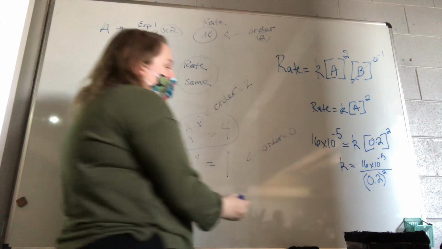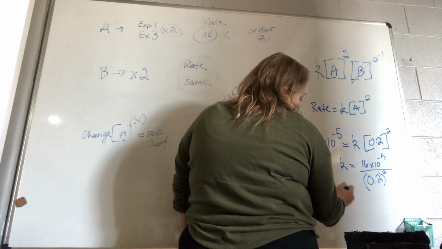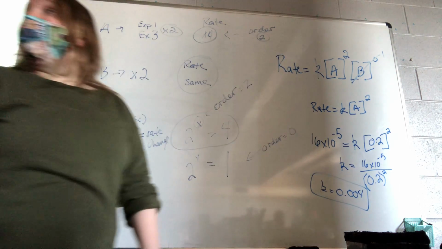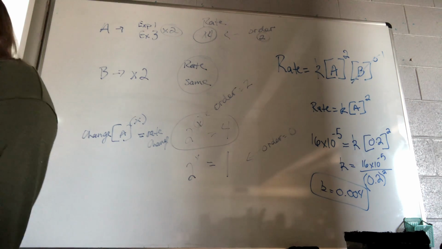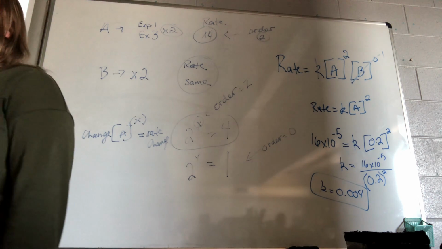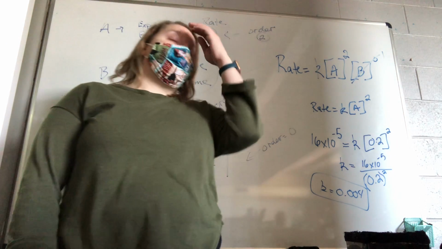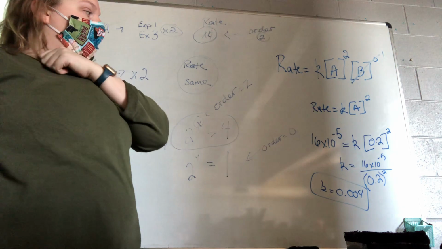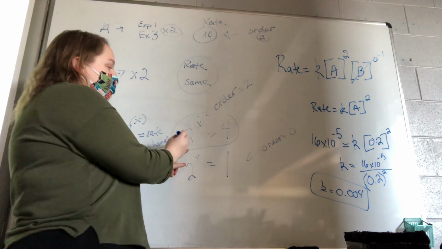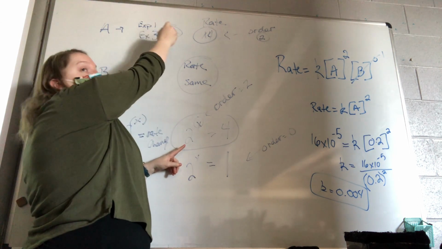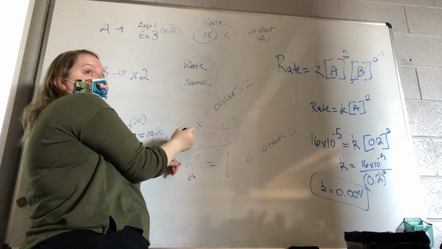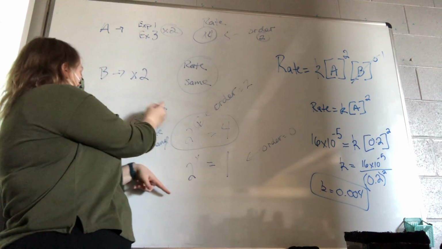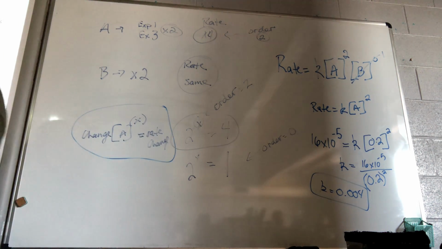Zach says 0.004. Anybody else agree? Should have a calculator out. Where'd you get the 2x equals 4? Where'd you get that 2 from? This was the double. So since this doubled, that's why it's a 2. And then same for the bottom one. Since it doubled, that's why it's a 2. It's a good question. That's where we got it from.